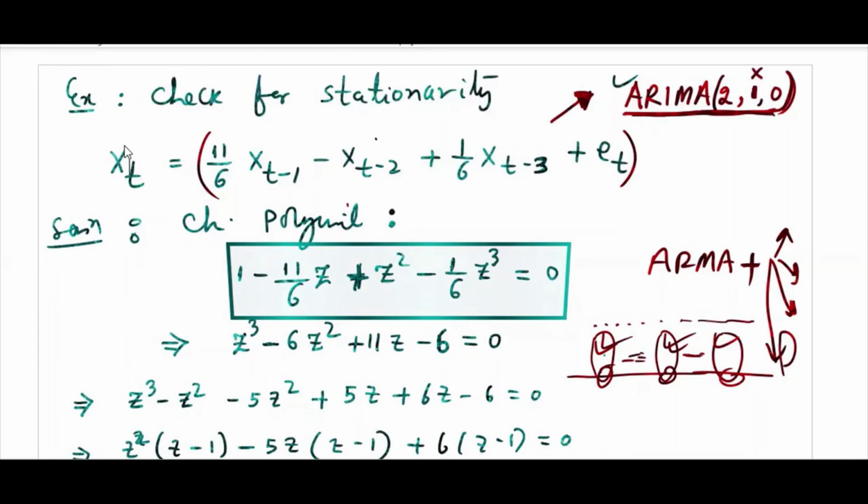Now we are doing ARIMA. ARIMA means what? After differencing many times, it will become stationary. That's all. If it's not becoming stationary, then it will not be ARIMA.